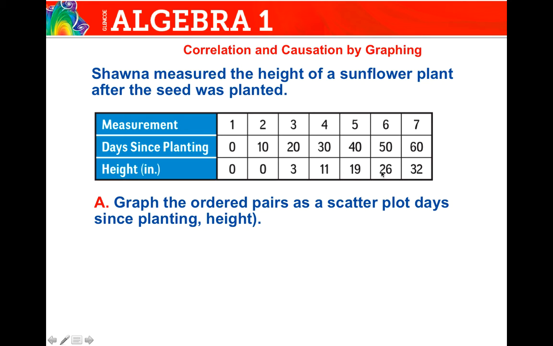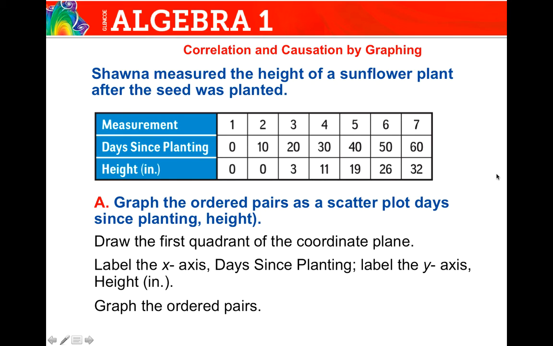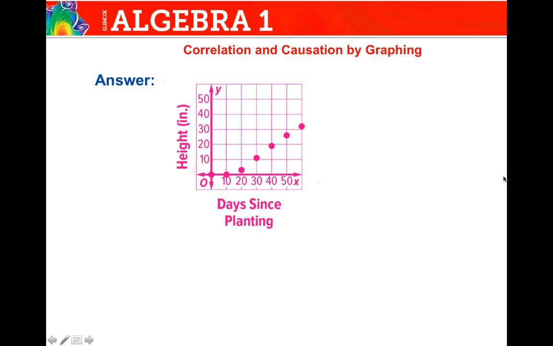So part A says graph the ordered pairs as a scatter plot, days since planting and height. Your days since planting is going to be your x, your height is your y. Just this one here, we only need the first quadrant because we're not worried about any negative values, no negative heights or days. Label your x-axis days, your y-axis height, and graph your ordered pairs, and you'll get something that looks like this.